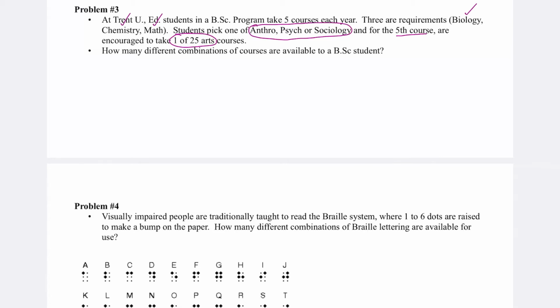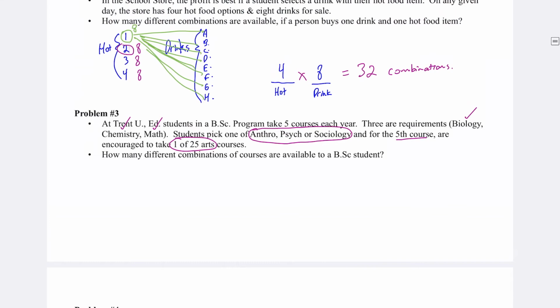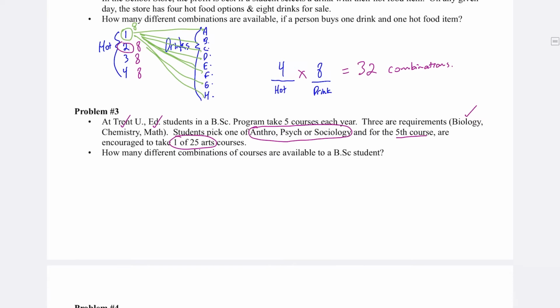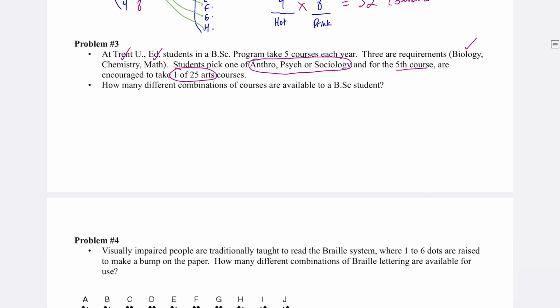So pause the video and see if you can use the question above, number 2, to solve problem number 3. Okay, so now that you've joined me back again, first of all, you have to take biology. So how many options do you have? 1 option. Just take it. You have to take chem. So 1 option. You have to take math. Of course you're going to take math after this great high school experience. And that's 1 option as well.